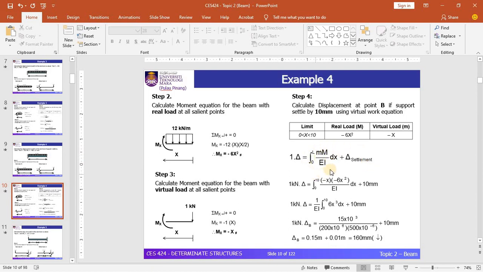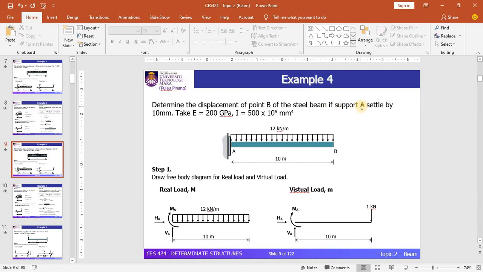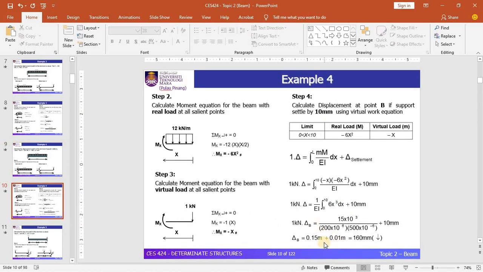This equation calculates the displacement due to the applied load on the beam, and we have calculated this value as 150 mm, or 0.15 meter. To get the total displacement at point B for this example, you just add the 10 mm displacement value due to the settlement at support A. So the final answer will be equal to 160 mm.